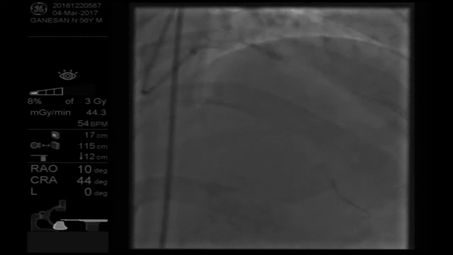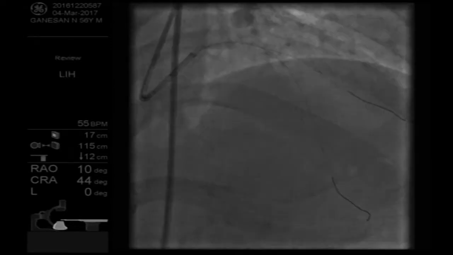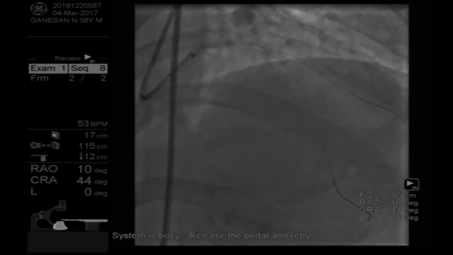Okay. Now you can go up more. 16, 18, 20, 22. Negative. So we used a 3 millimeter balloon at that point and we went to 22 atmospheres. Do a check angiogram. Yeah. Ready?